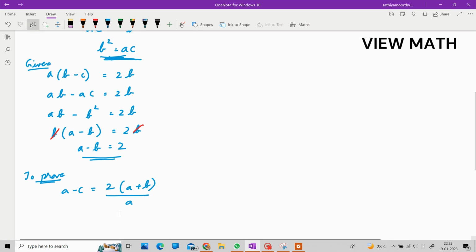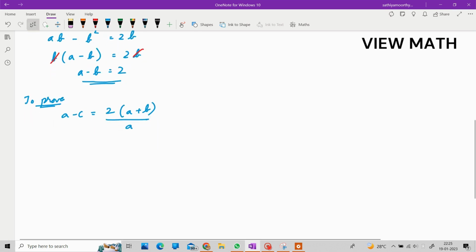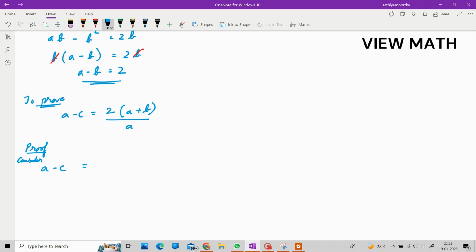I'm going to consider the left hand side and then I'm going to prove it is equal to 2(a + b) by a. Proof. a − c, I have considered the left hand side. Now in order to prove it is equal to 2(a + b) by a, what I'm going to do is multiply the numerator and denominator by a.